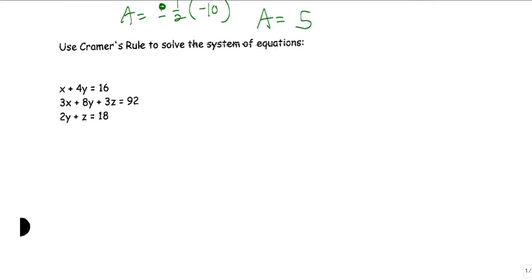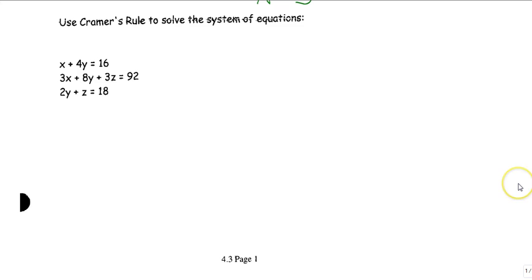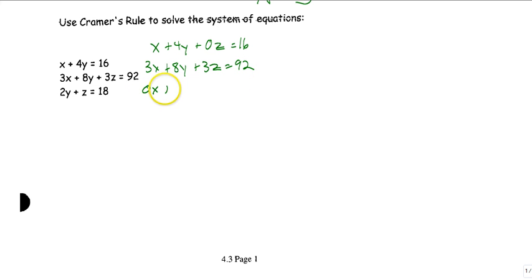So with Cramer's rule with 3 variables, we use D sub x, D sub y, and D sub z, and we still have our D determinant. First things first, let's rewrite all these so they're in standard form. x plus 4y plus 0z. Make sure you have all 3 letters in here so we know what is happening. 3x plus 8y plus 3z equals 92. Nothing changed there. 0x plus 2y plus z equals 18. Alright, so now we're going to find all our different determinants.